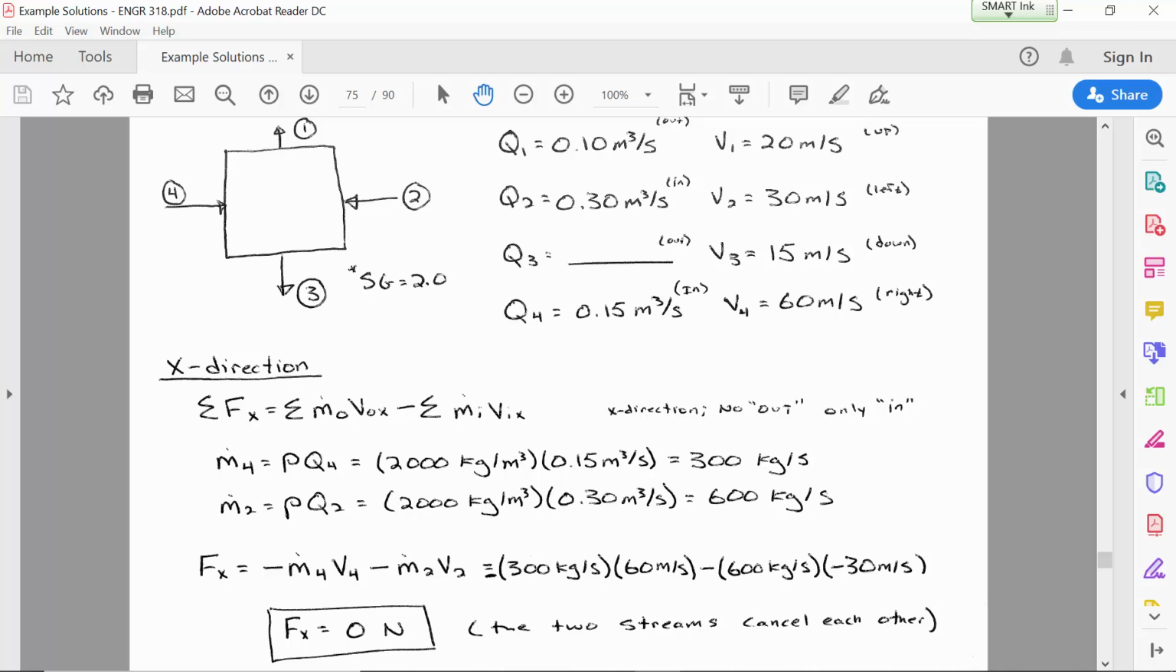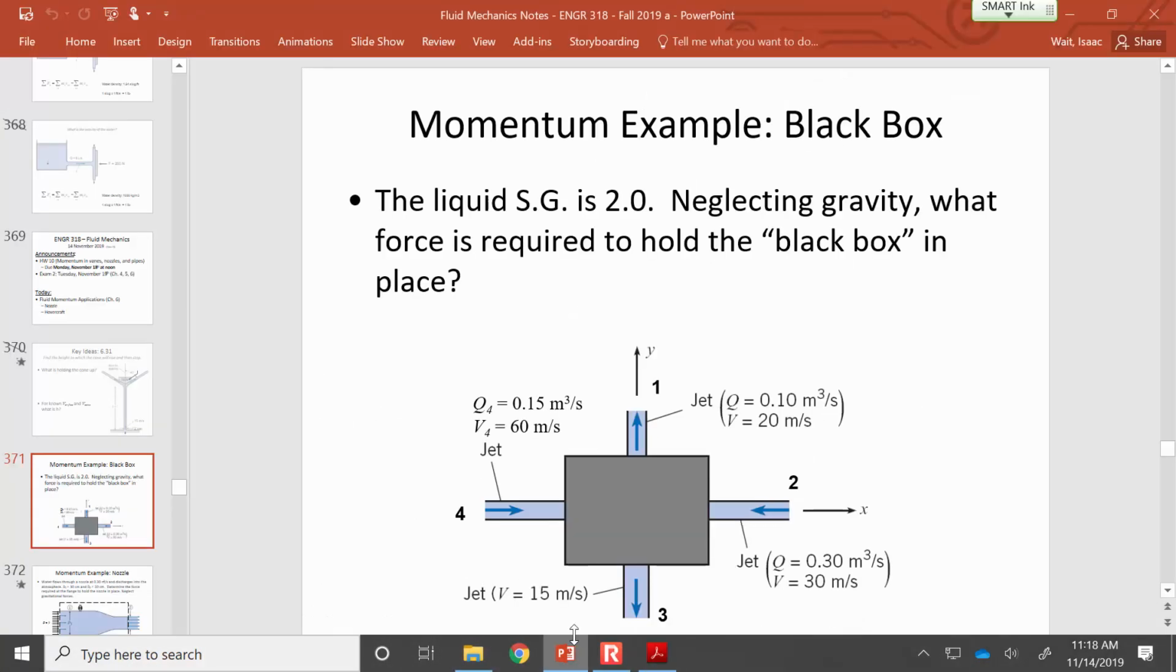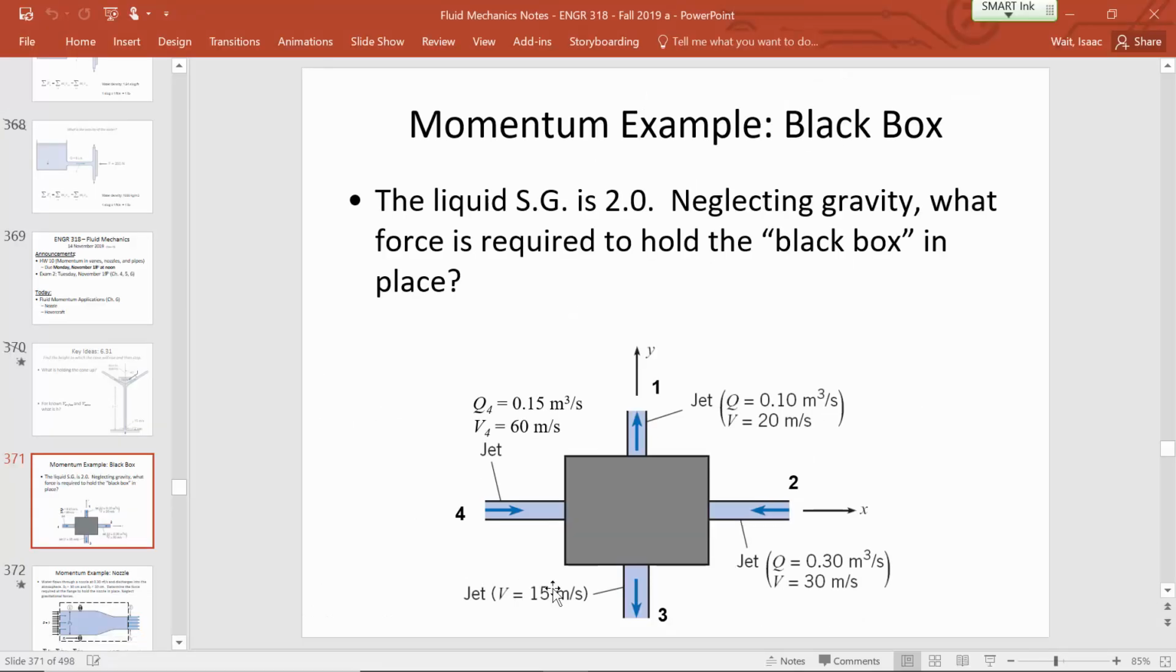I guess we should have just been able to look at it and know that there was no force in the x direction. I mean, that's in retrospect kind of clear from inspection, right? If you have one of them coming in from the left at 60 meters per second and the flow rate is 0.15, well, this stream coming from the right has twice the flow rate but half the velocity. So they're going to be just spraying each other and canceling out anything that's happening in the x direction.